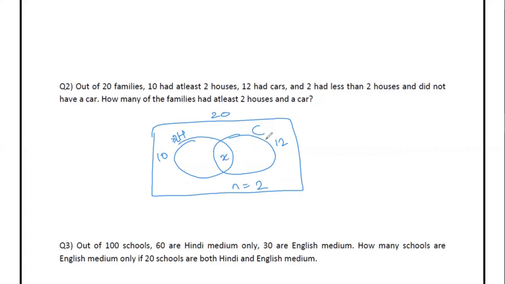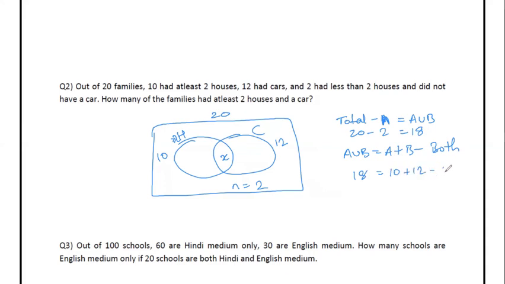So one way is, obviously, the total minus the outside part is equal to A union B. And then once you get that A union B, you can solve it using A plus B minus both. So total is 20 minus 2 is 18. So 18 is equal to 10 plus 12 minus X. So X is 22 minus 18, which is 4.